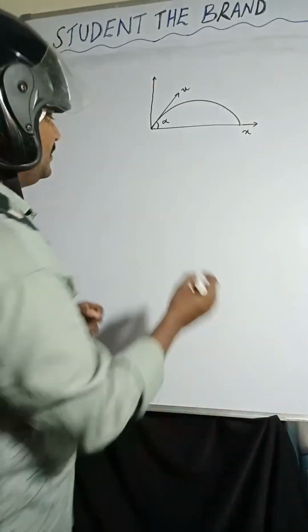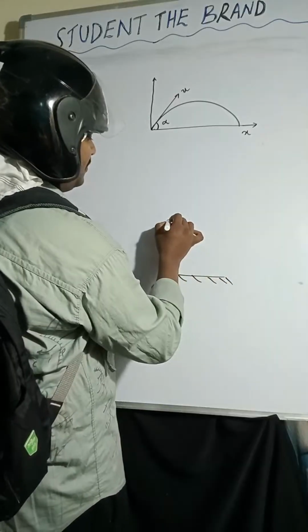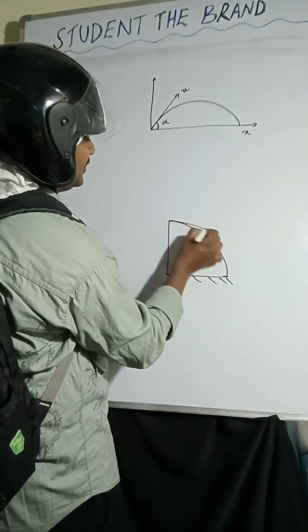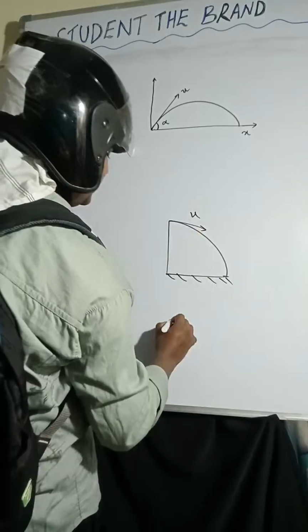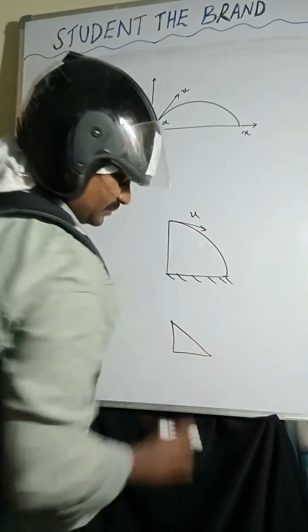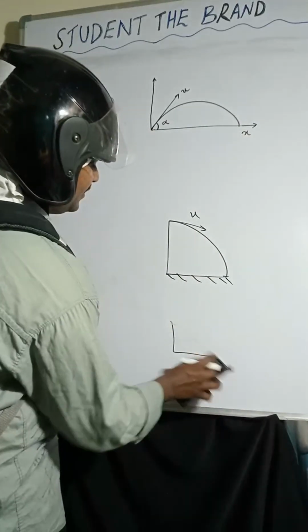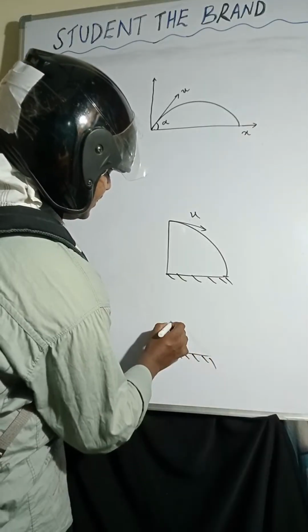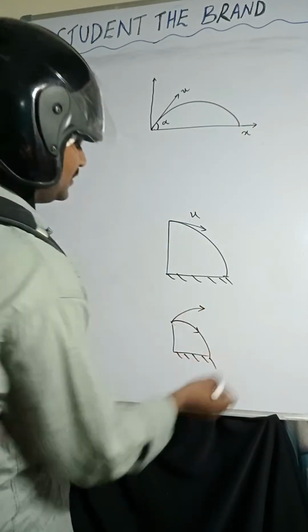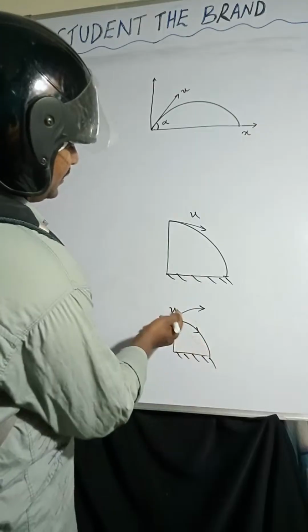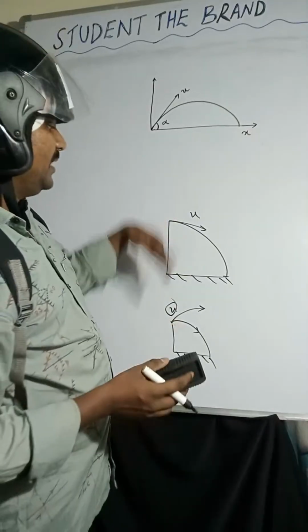And here I'm considering different types. If you're taking this as the ground, from a certain height we are throwing the object like this with a certain angle, and from here also, from the same height. So we are throwing the object from a certain height. The body moves with a certain angle, with a certain velocity u, and here also a certain velocity u.